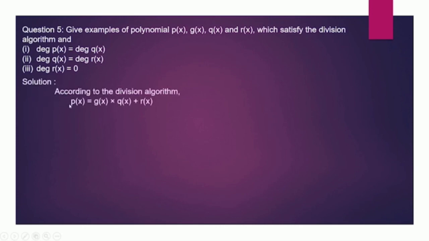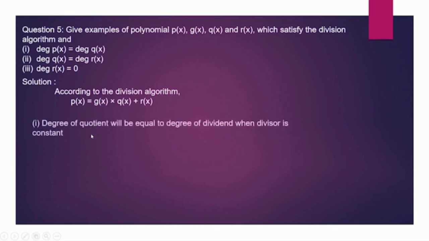Now by the division algorithm they have given p of x equal to g of x into q of x plus r of x. Okay, this is the general division algorithm. Now in order to get degree of p of x equal to degree of q of x, g of x should be constant. Degree of quotient will be equal to degree of dividend when the divisor is constant. Now let us take an example of this.